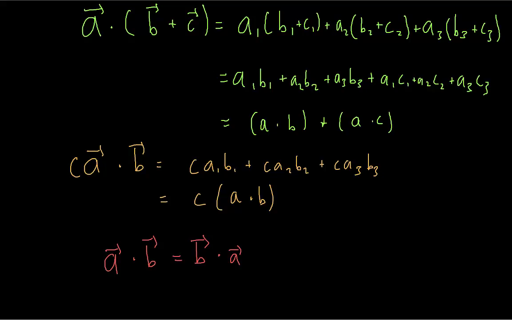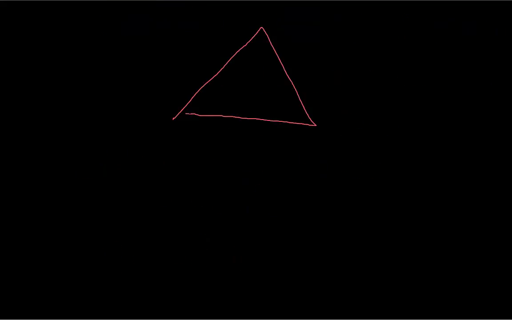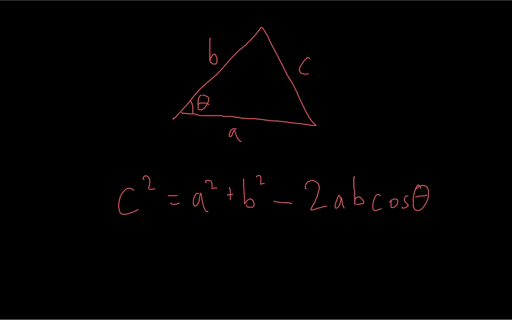So now we're going to try to find a relationship between the dot product of two vectors and the angle between the two vectors. So before we do this, we're going to quickly review the law of cosines. So remember, the law of cosines says if we have a triangle with sides a, b, and c, and theta is the angle opposite c, then we have c squared is equal to a squared plus b squared minus 2ab cosine theta. So this is what we're going to use to find a relationship.